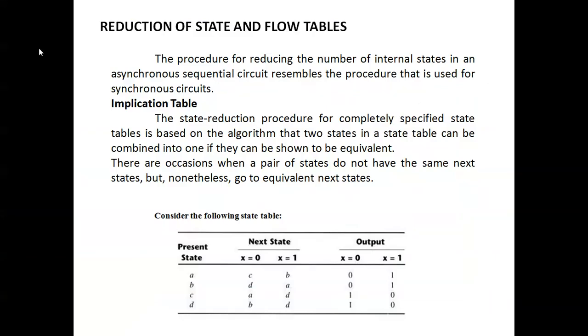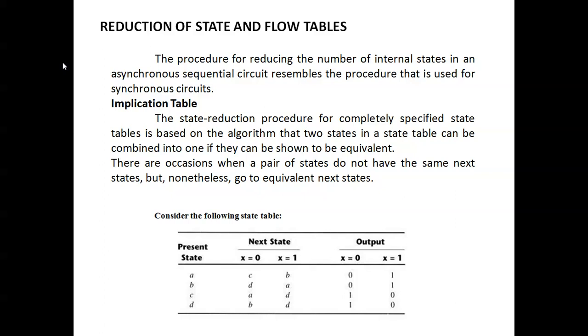State reduction. Previously, we already discussed race conditions and race-free state assignment in earlier videos. A race occurs due to unequal delay in the circuit. If the race is harmless, that is a non-critical race. If it is harmful, that is a critical race.